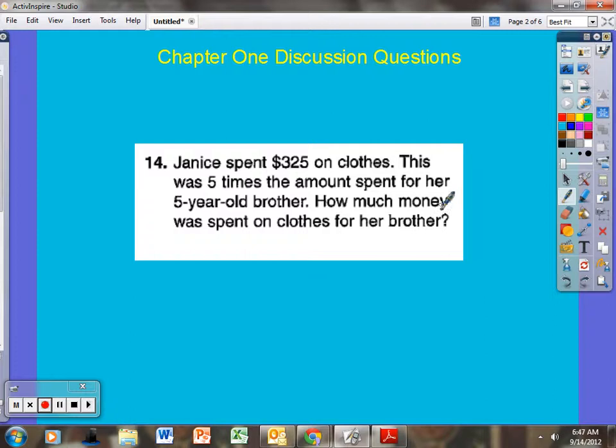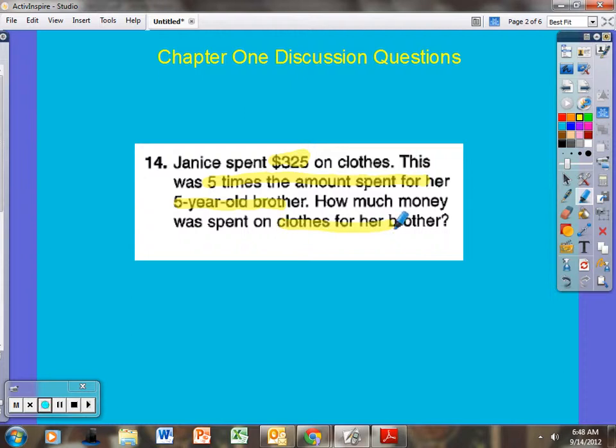Next one. Janice spent $325 on clothes. This was 5 times the amount she spent on her 5-year-old brother. How much money was spent on clothes for her brother? Okay, let's take a look. Again, I'm thinking to myself. Spent $325 on clothes. This was 5 times the amount she spent on her 5-year-old brother. How much money was spent on clothes for her brother?